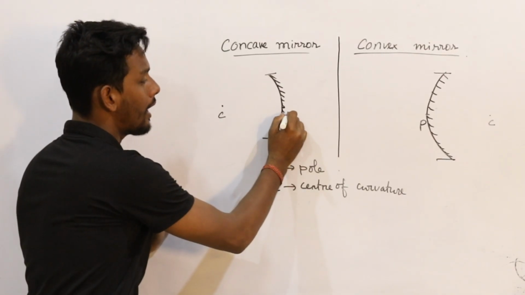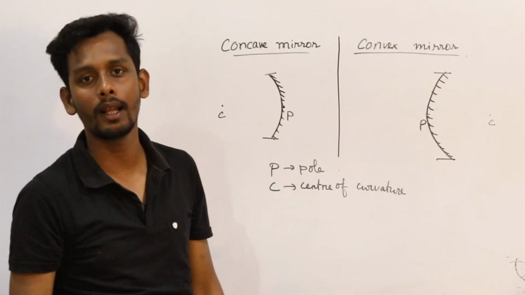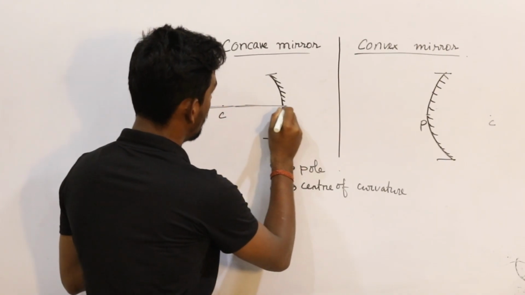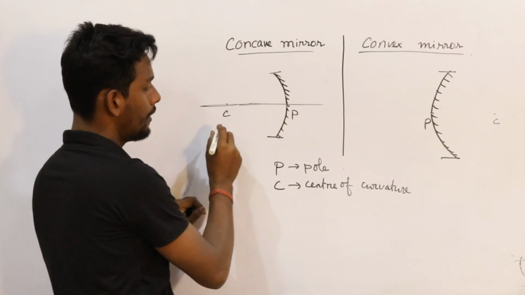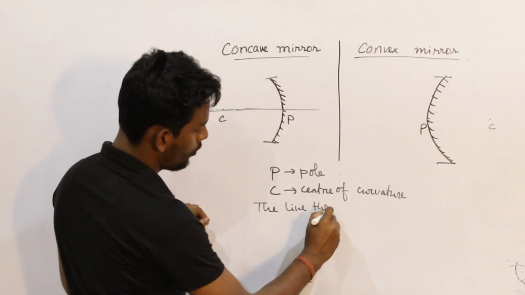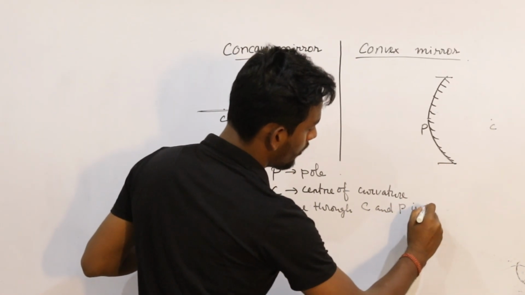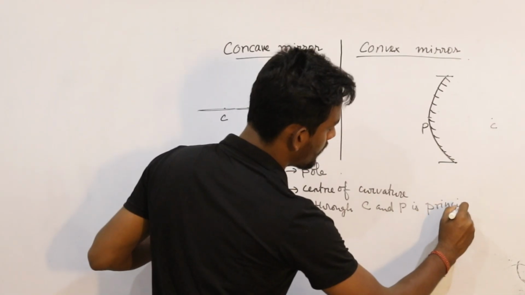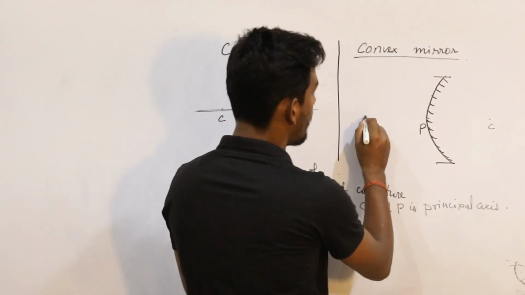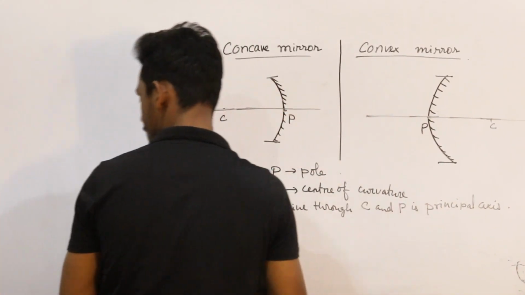Now imagine a line through C and P, the center of curvature and the pole. Suppose this is the line. This line through C and P is known as the principal axis. Okay, it is the principal axis.